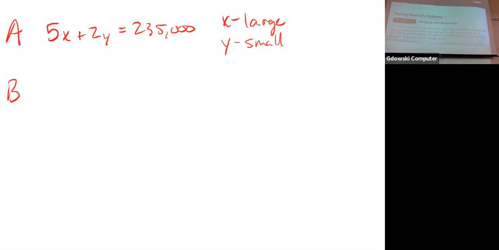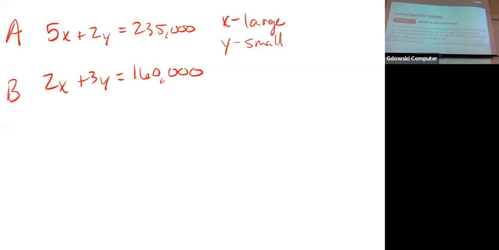So for location A, you see it there, 5x plus 2y equals 235,000. And then for location B, it says we have 2 large vans, we have 3 small vans, and it was a total of 160,000. So once we do that, we have our system. Right? Now we have our system, and we're not going to solve this by graphing.